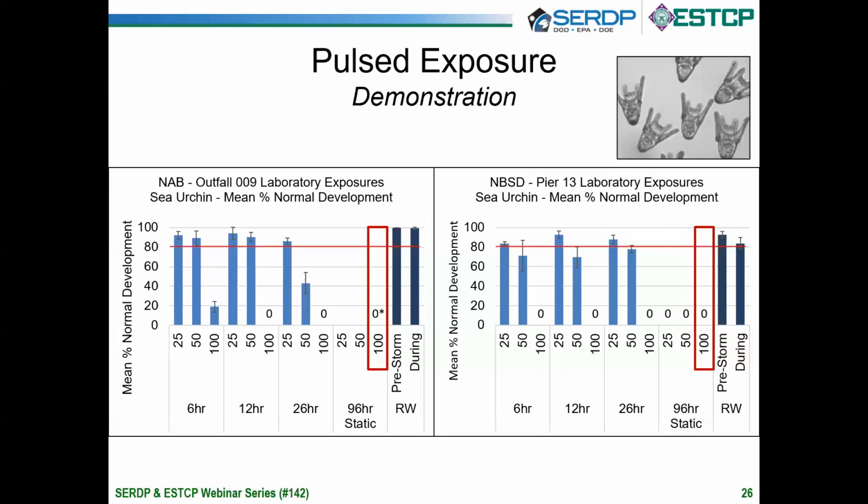And the in-situ exposure shown in the previous slide provides the basis for comparison and shows that standard end-of-pipe exposures overestimate the toxicity that is observed in the receiving environment, in particular for this highly sensitive chronic sea urchin test.